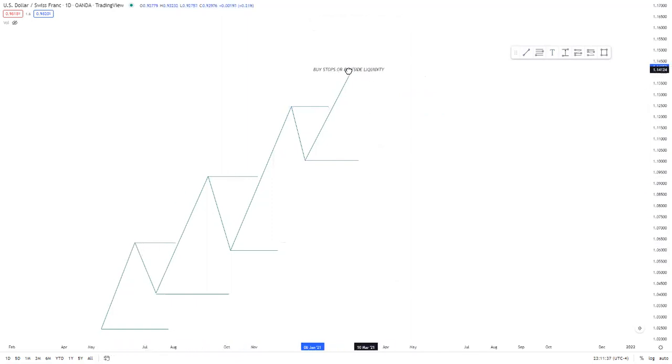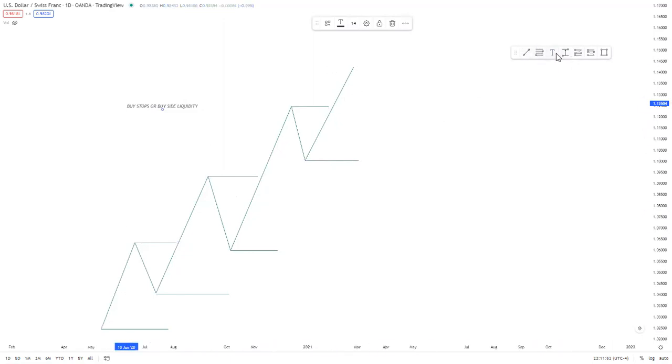But you can see at every high here, we have this high, this high. They are being kicked out. So when you see buy side liquidity or buy stops being kicked out in this sense, it means price is in a clear uptrend, which you can see.